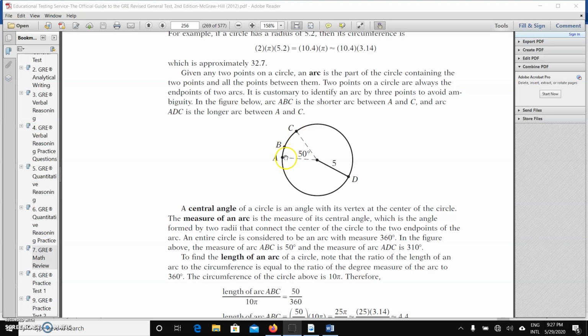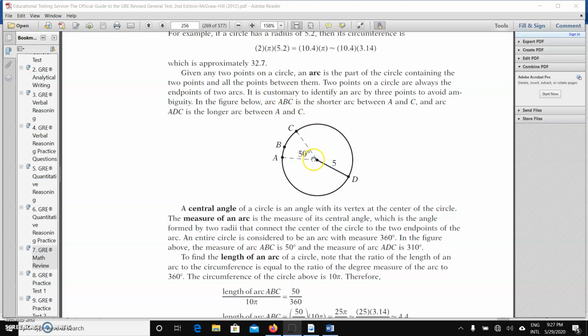AB is an arc. BC is an arc. In fact, CD like this is an arc. Or if you want to take the other way around, the CD here like this is an arc. So as long as it doesn't cover the whole circle, that means it's an arc. So it could be anywhere. If you read through this text, you get to understand the meaning of an arc.